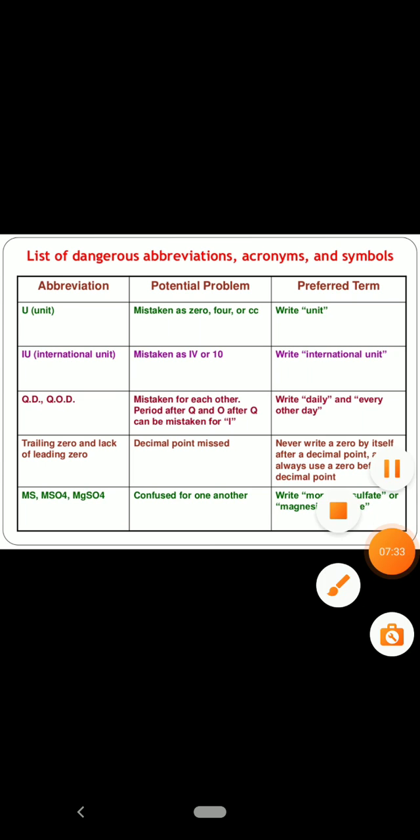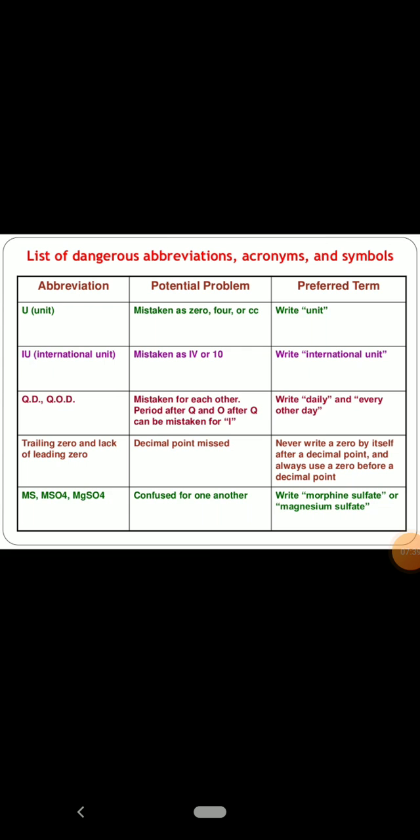A list of dangerous drug abbreviations, acronyms and symbols: U for unit is mistaken as 0, 4 or cc, so you should write the whole word unit, not only U. International unit should be written out in full, not IU, because it is interpreted as IV or 10. QD and QOD are mistaken for each other; the period after the Q and the O after the Q can be mistaken for I. So write daily and every other day.